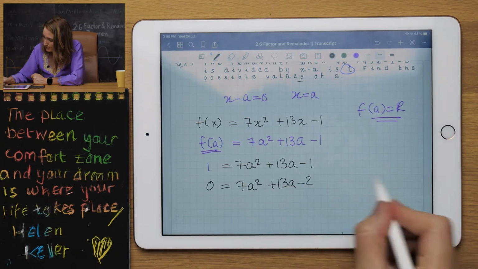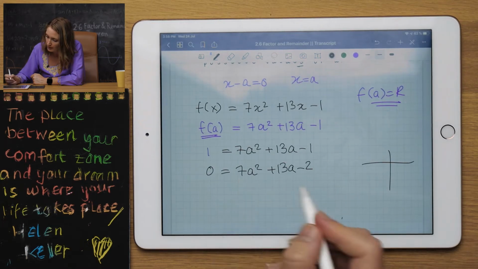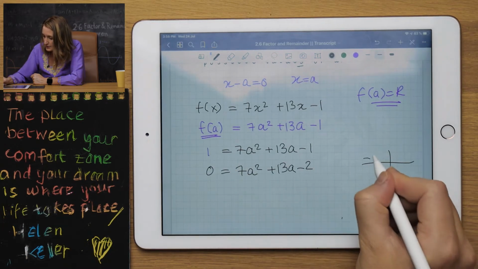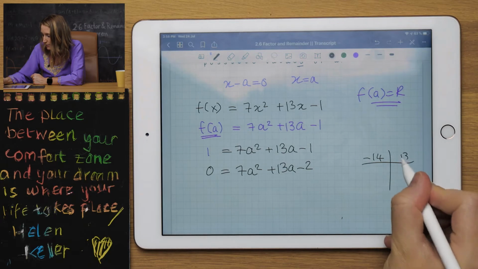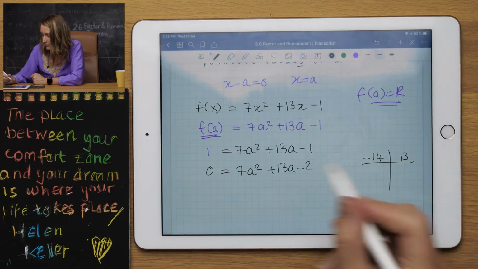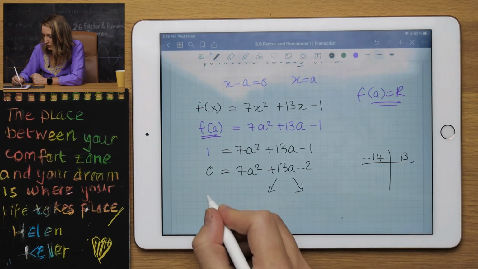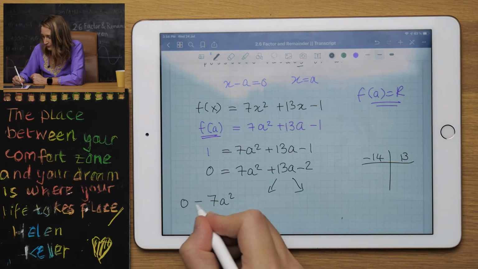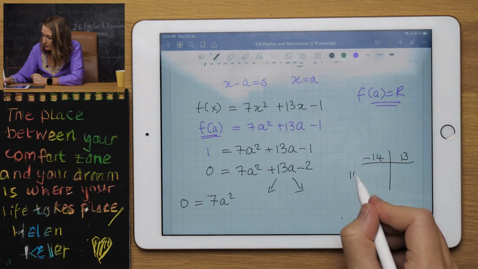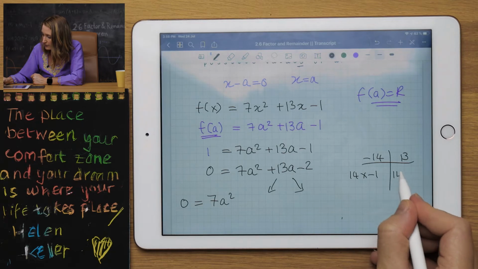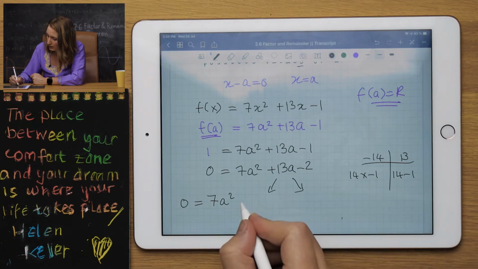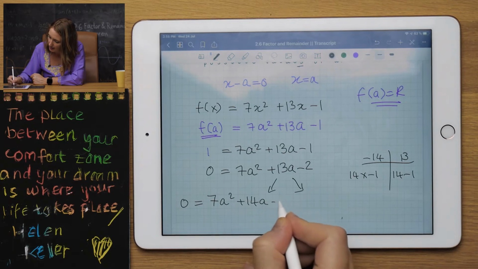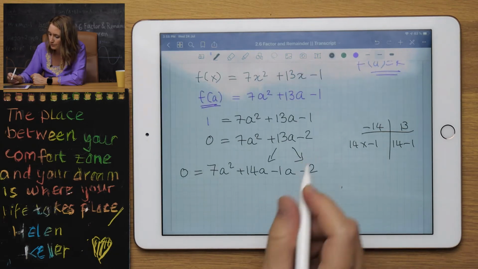That would be minus 2. We've got a non-monic, so we need to multiply 7 times minus 2, which is minus 14, plus 13. So the numbers that we're going to split the middle term into are going to be 14 and minus 1. That's going to work. Plus 14a minus 1a minus 2.